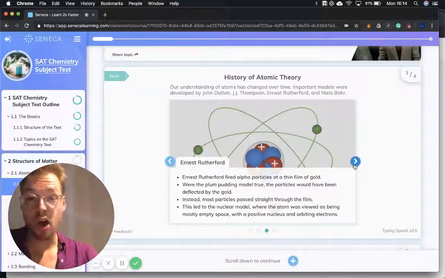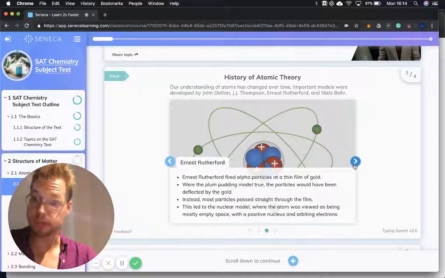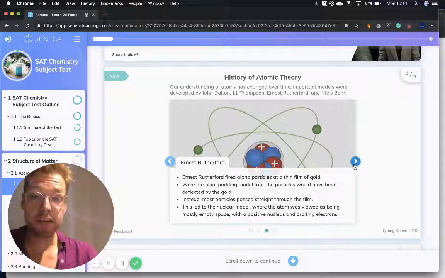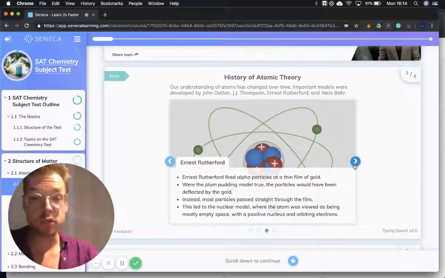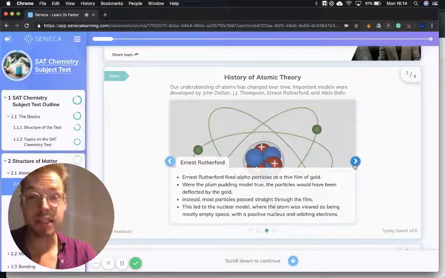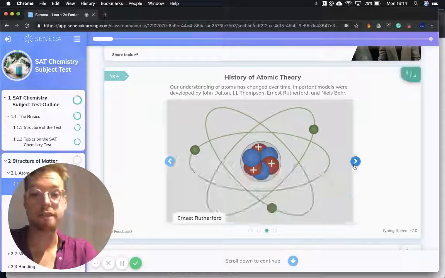Next, we need to talk about Ernest Rutherford, and he fired alpha particles at a thin film of gold because clearly had nothing better to do with his life. If the Plum Pudding model were true, the particles would have been deflected by the gold, but instead most of them passed straight through the film. Now this led to the nuclear model, where the atom was viewed as being mostly empty space, with a positive nucleus and orbiting electrons. Fab.